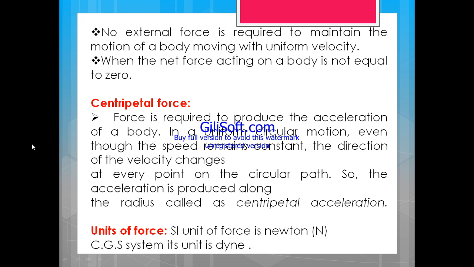And finally we can convey that no external force is required to maintain the motion of a body moving with uniform velocity, when the net force acting on the body is not equal to 0. If an external force is applied to stop the body or move it, the net force will act on that body, and we particularly call it an unbalanced force, that is, the net force is not equal to 0.